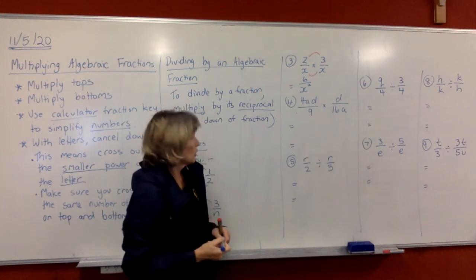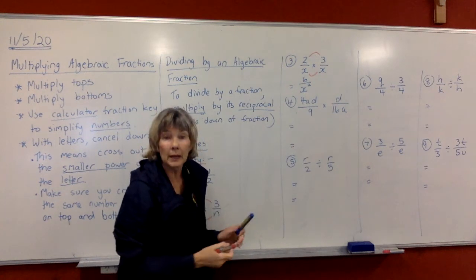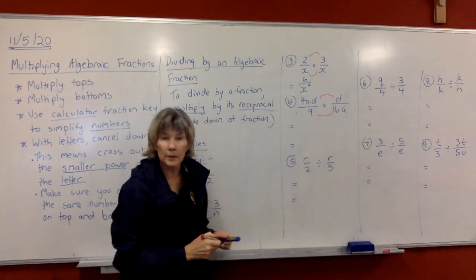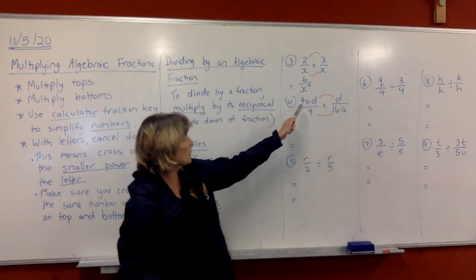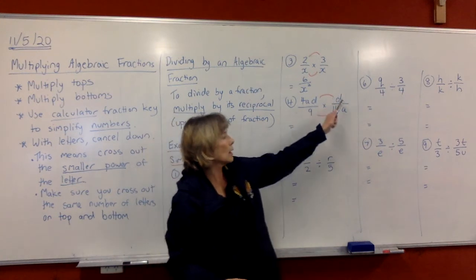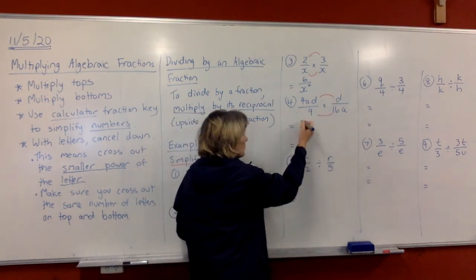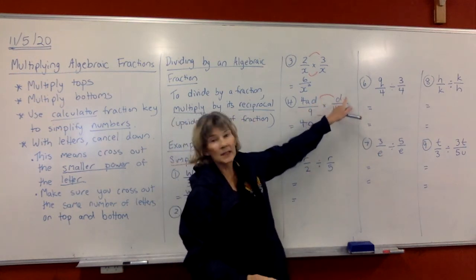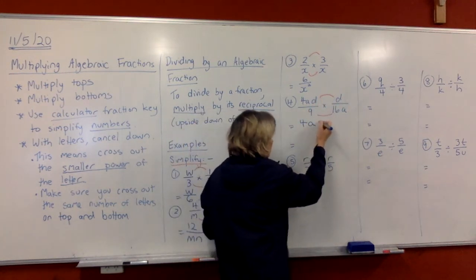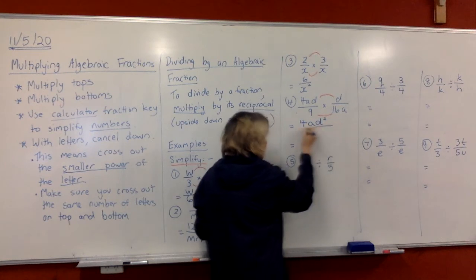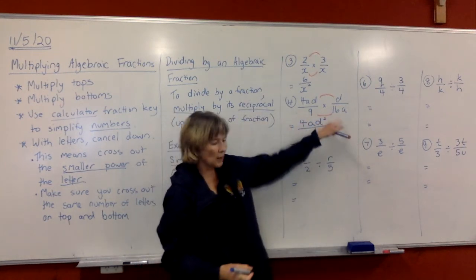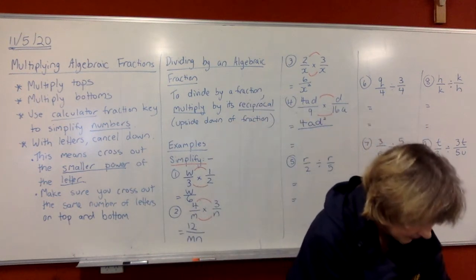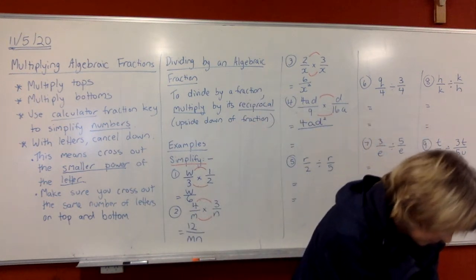And that one's finished. Now looking at the next one, it's getting a little bit harder now. We're still multiplying our tops and multiplying our bottoms. So on the top we have 4AD times D. So that means we'll have a 4A. D times D is D squared. And on the bottom, we have 9 times 16. So just get your calculator and multiply that out.